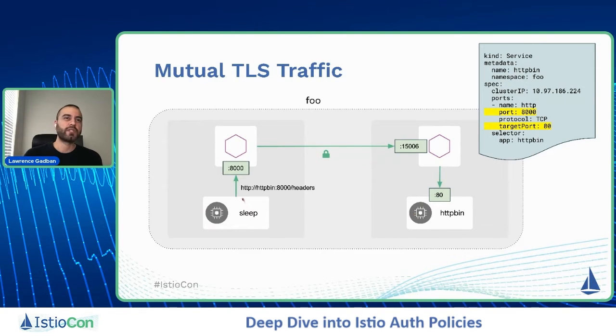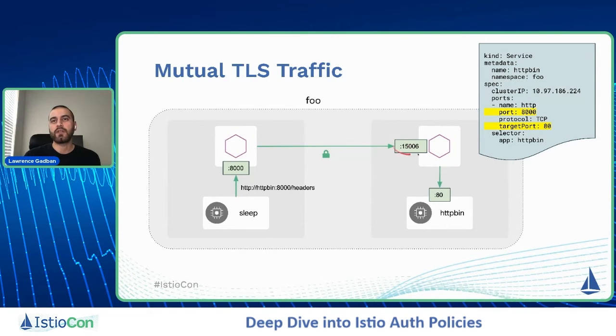And so this request from sleep is a plaintext request. It's just HTTP. And there's the sidecar that lives alongside it that will essentially hijack that traffic. And it's expecting a connection at port 8000. And this is plaintext. Then the connection will be established with the sidecar proxy of httpbin.